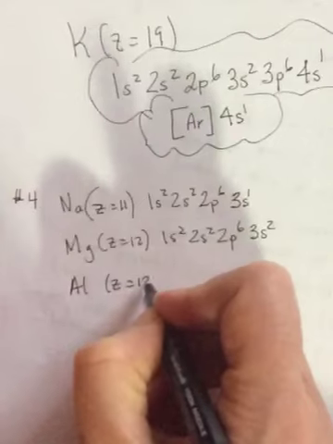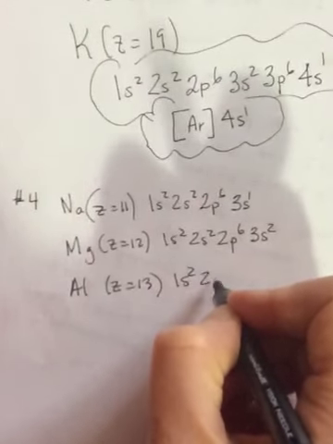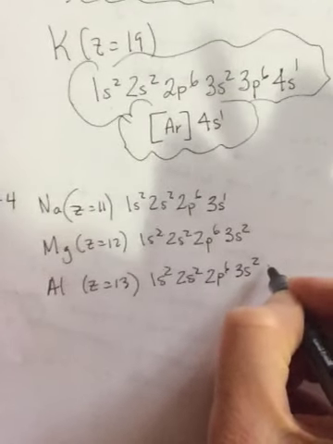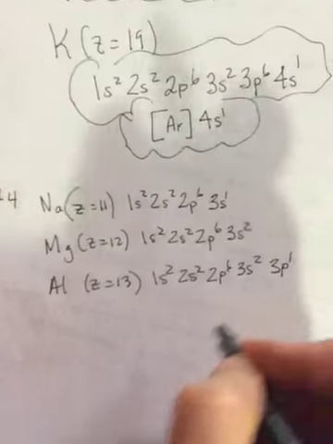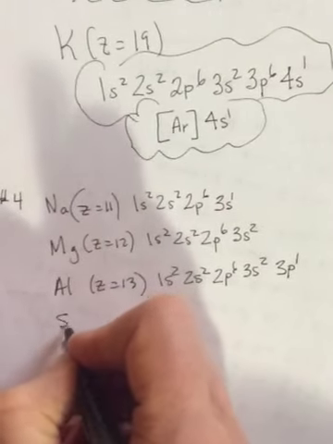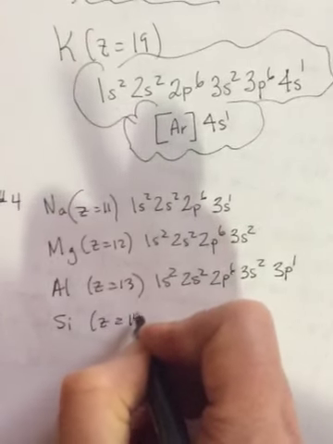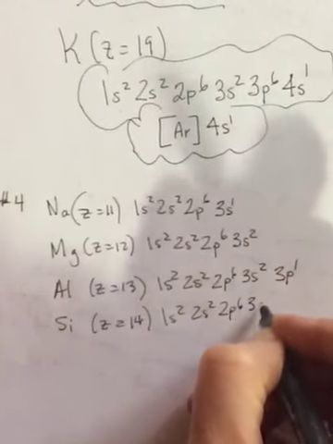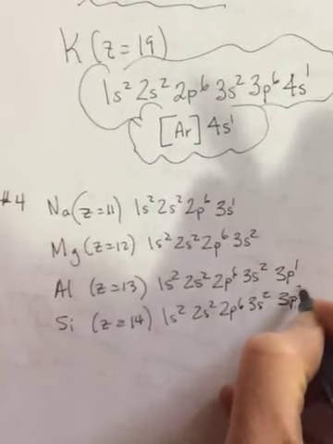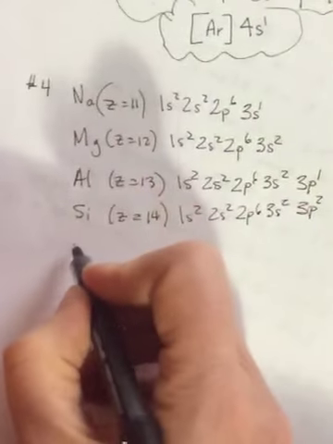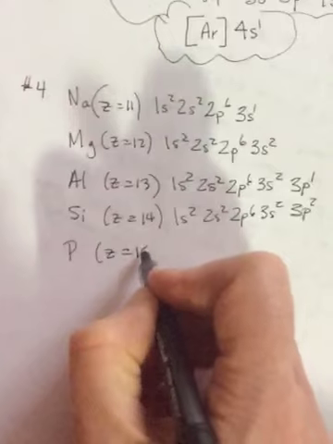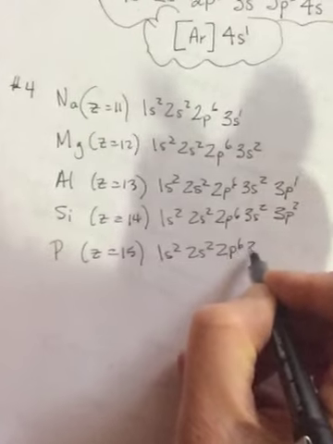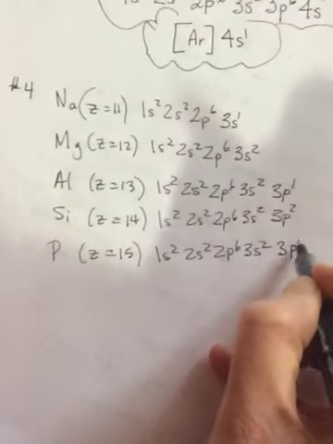Next one is aluminum. Z equals 13. 1s2, 2s2, 2p6, 3s2, 3p1. After aluminum is silicon. Z equals 14. 1s2, 2s2, 2p6, 3s2, 3p2. Phosphorus. Z equals 15. 1s2, 2s2, 2p6, 3s2, 3p4.